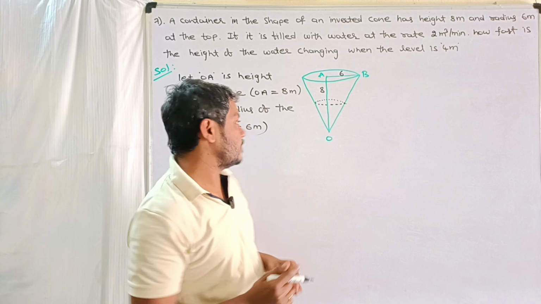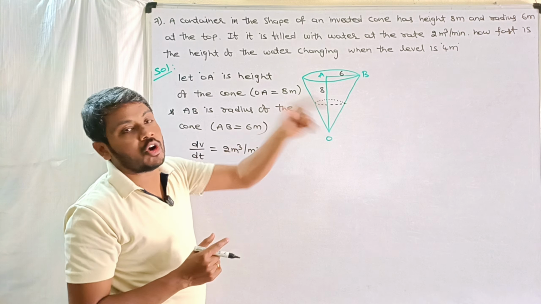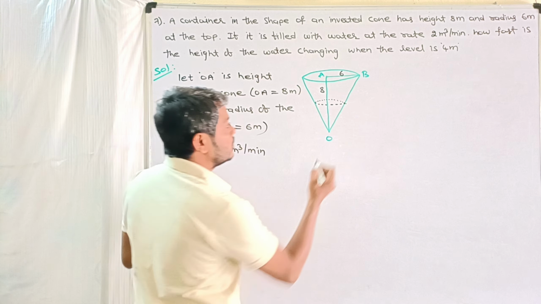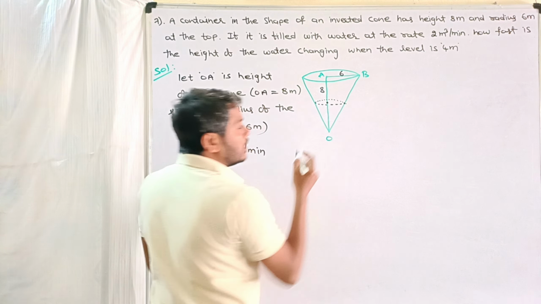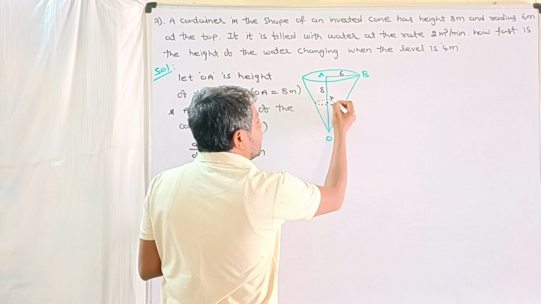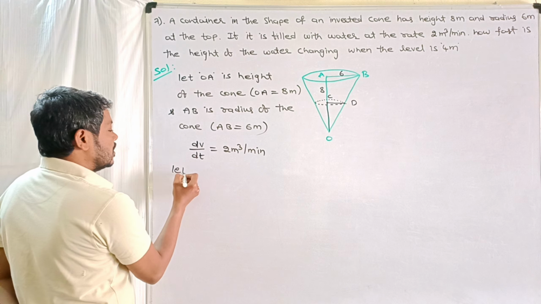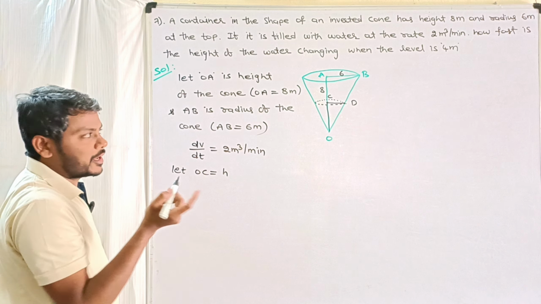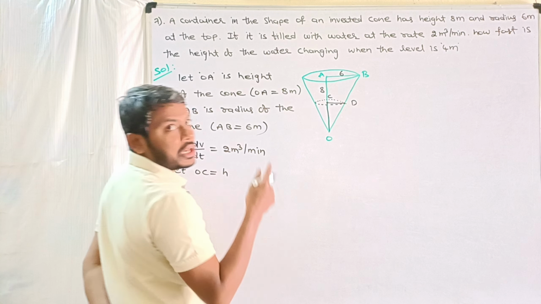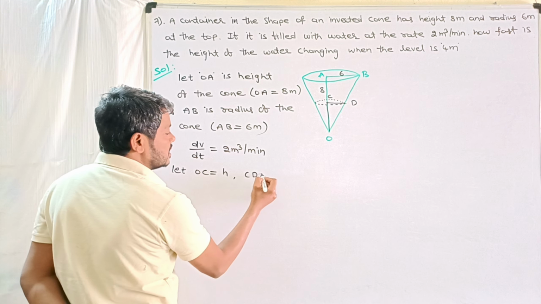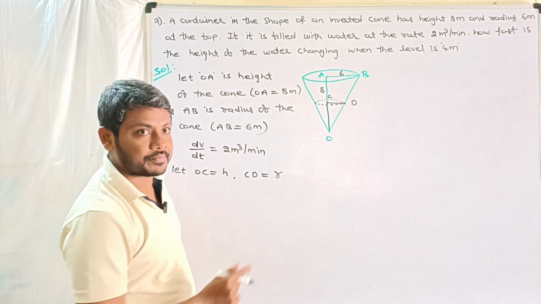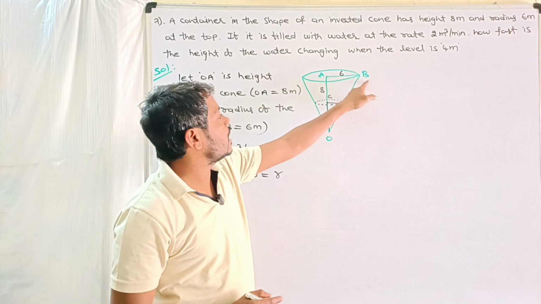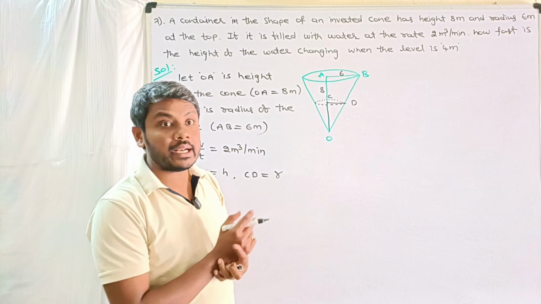Then how fast is the height of the water changing? When the cone is filled with water, we have to find out how much the height changes. For example, this is C and this is D. Let OC be equal to the height, let us consider some h. And CD is the radius. For example, CD equals some R.